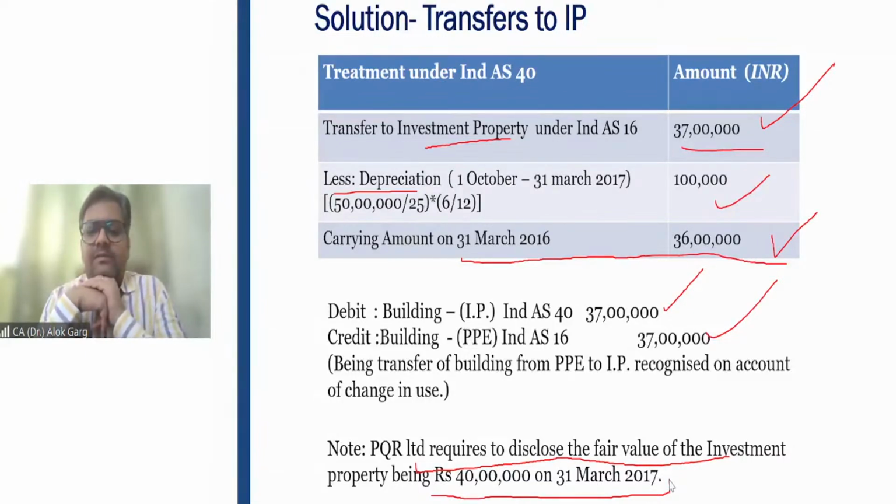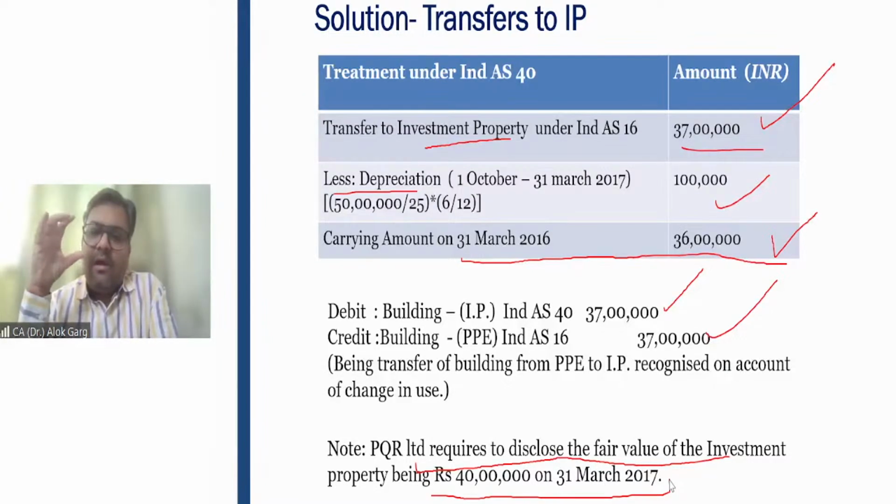What is the meaning of cost model when you are carrying this investment property value in the balance sheet? What is the meaning of cost model? Original cost minus accumulated depreciation minus accumulated impairment losses. So Abdul has rightly mentioned, sir, there is an impairment loss.